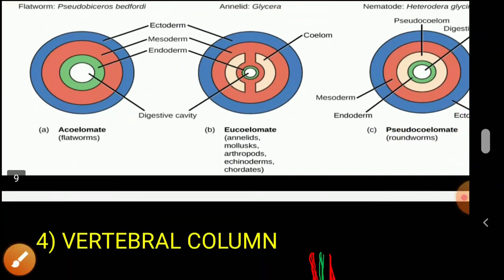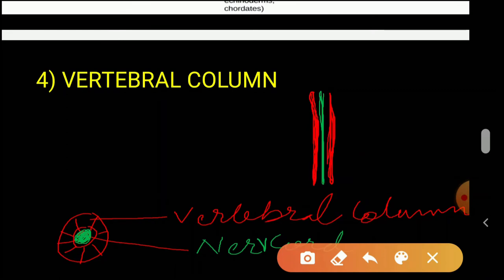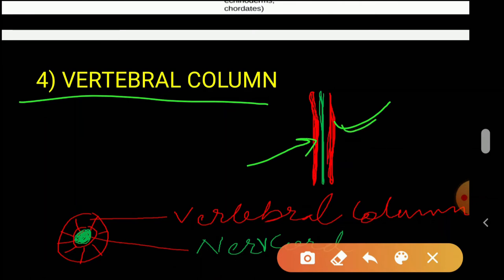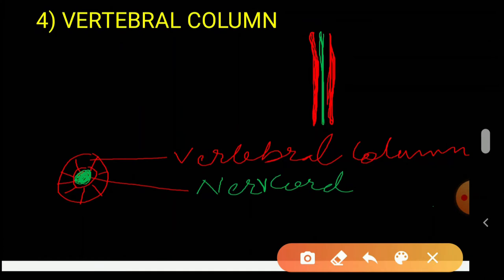Okay. Now, important part. The next criterion is the vertebral column. In our body, the vertebral column is made up of bones. It is present on the backside. In between, there is a nerve cord. The nerve cord is present very nicely inside the vertebral column.